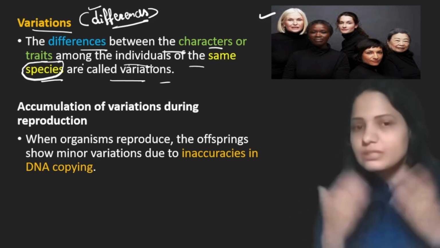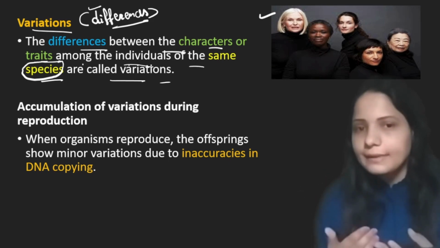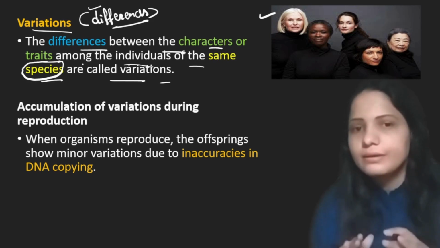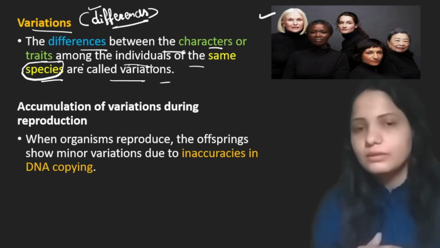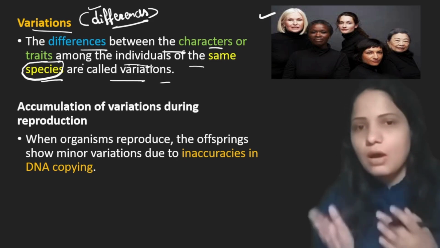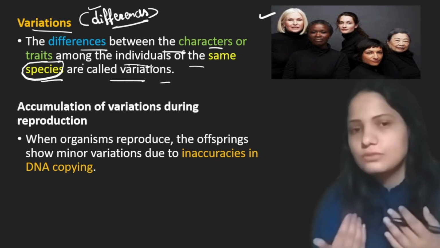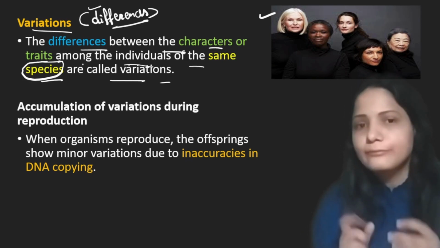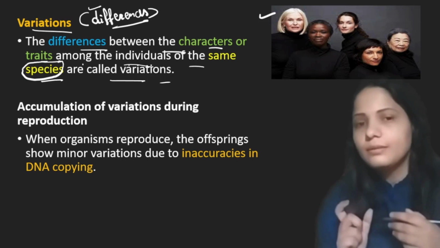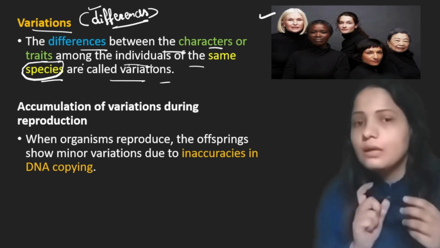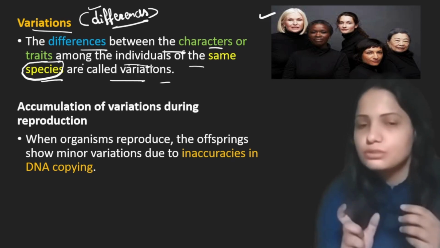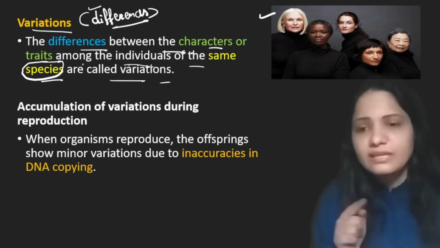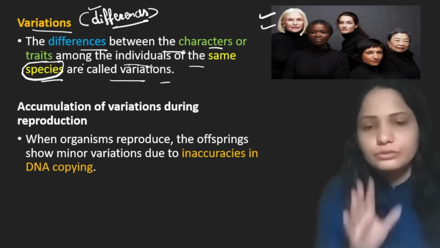There is a difference in skin color, hair color, height. There are so many differences in different human populations. People living here in India and people from other countries like the US, South Africa, and other parts have so many differences in body structure and appearance. Those differences which are present between individuals of the same species are considered as variation.